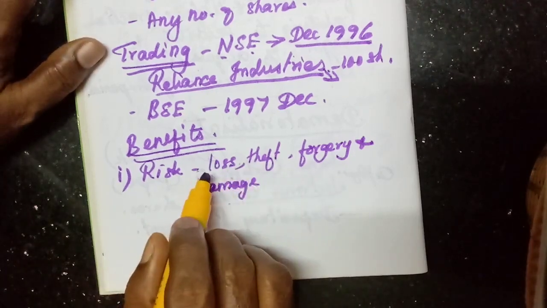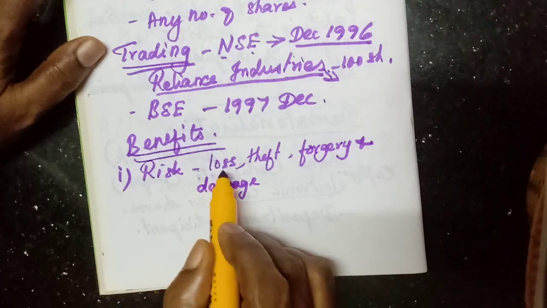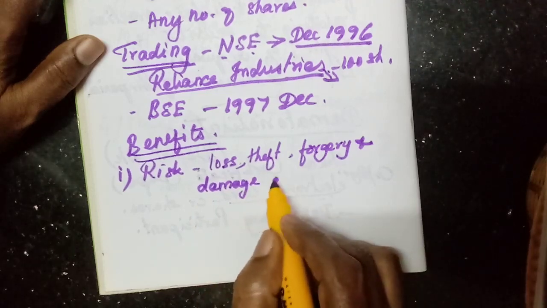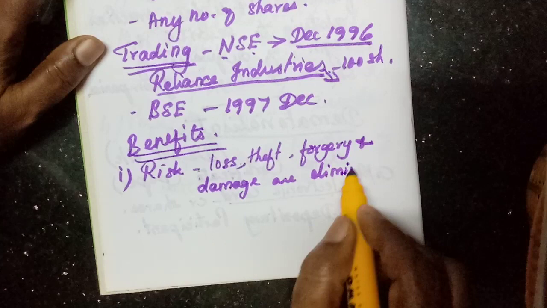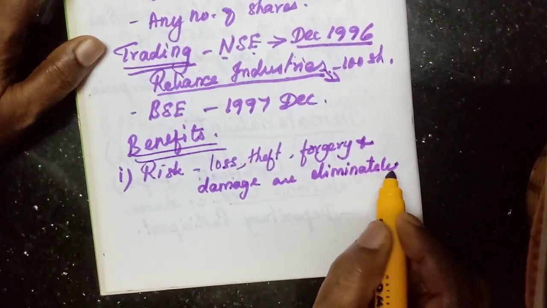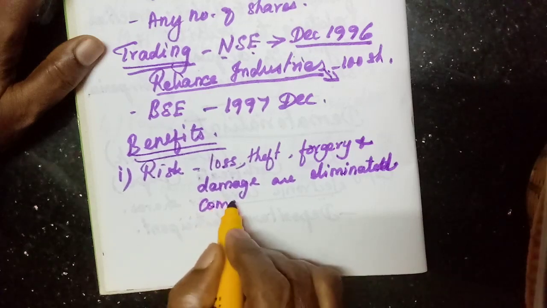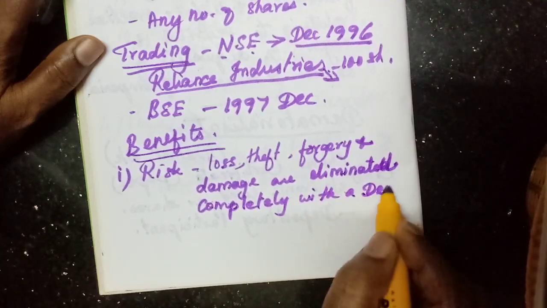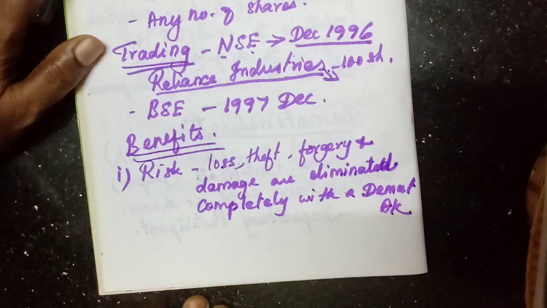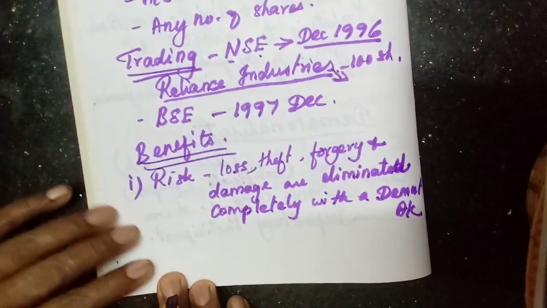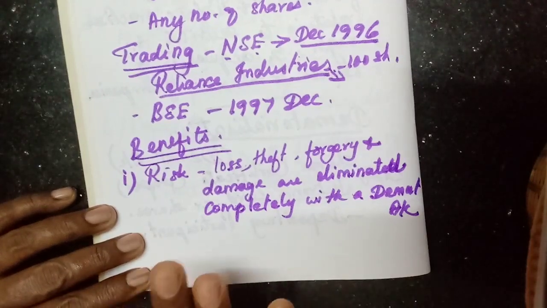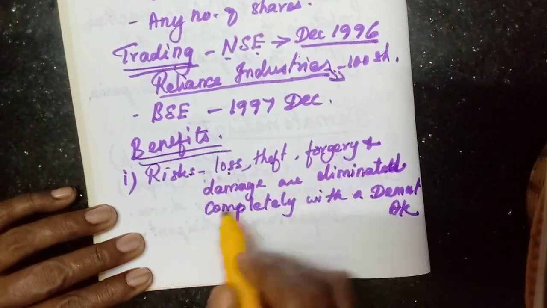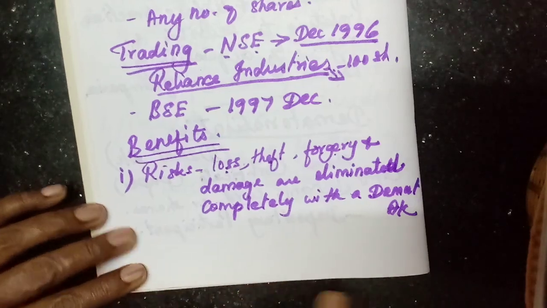Risks pertaining to physical certificates like loss, theft, forgery and damage are eliminated completely. Do not worry about any of these things. Eliminated completely with a demat account. When I write, you just listen and you will understand. The first one: all the risks related to loss, theft, forgery and damage are eliminated completely with the demat account.